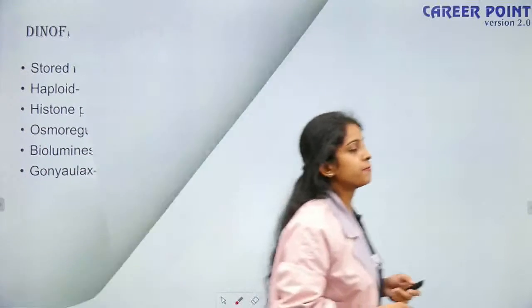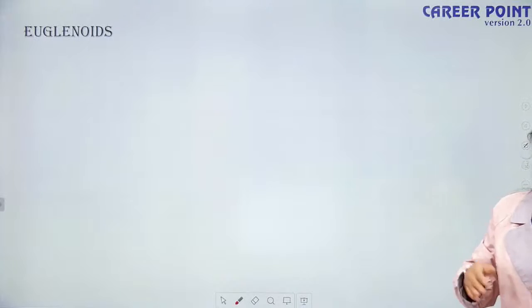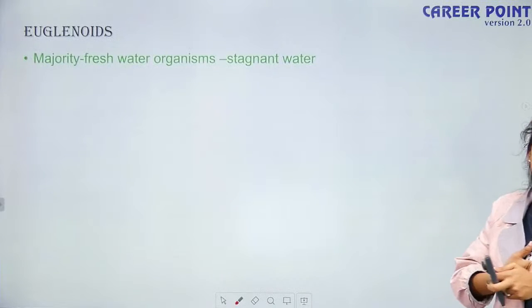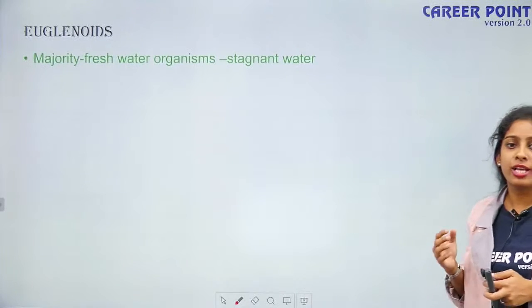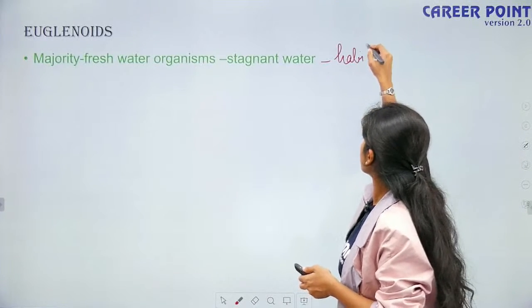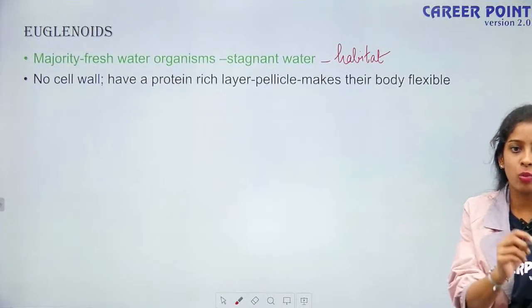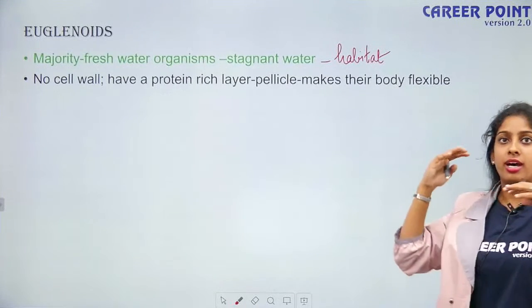So going forward, the next member is your euglenoids. What are euglenoids? The majority are freshwater organisms. They are present in stagnant water. So this is the habitat. The next one, they do not have a cell wall. So remember, now correlate with the other two members.